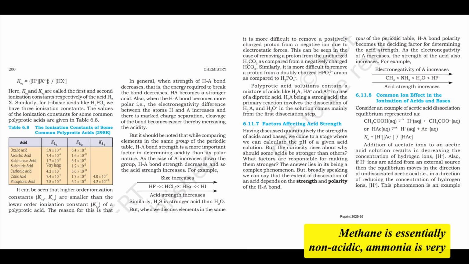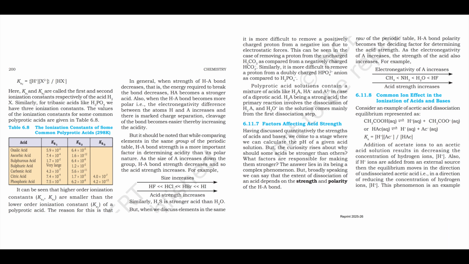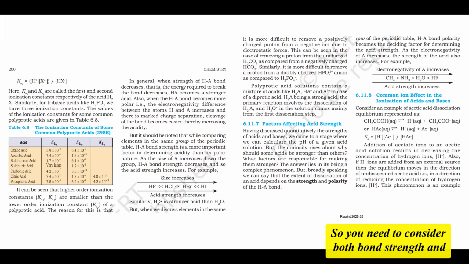Methane is essentially non-acidic, ammonia is very weakly acidic, acting as a base is more common, water is weakly acidic, and HF is a weak, but the strongest in that series, acid. So you need to consider both bond strength and polarity, and which factor dominates depends on whether you're moving down a group or across a period.